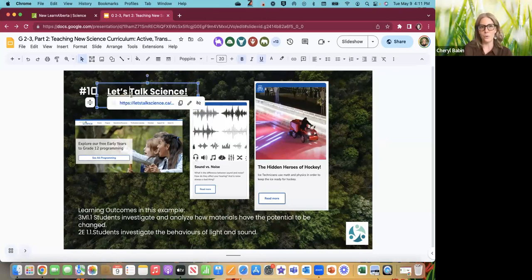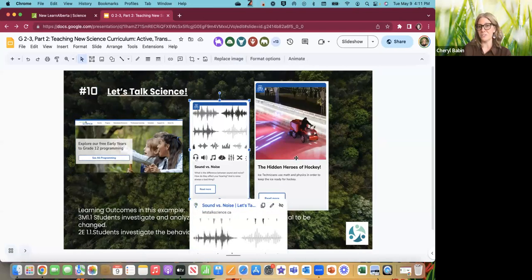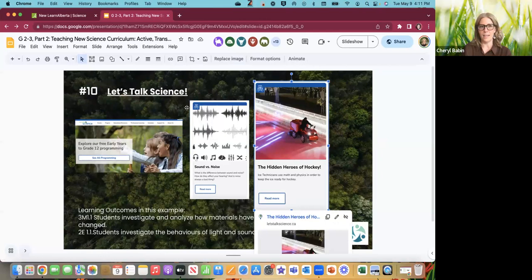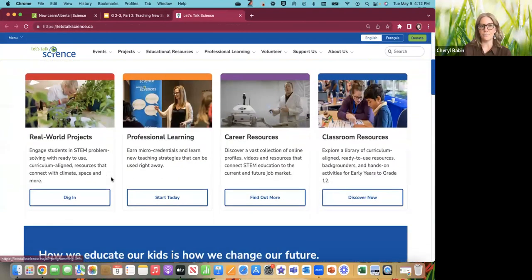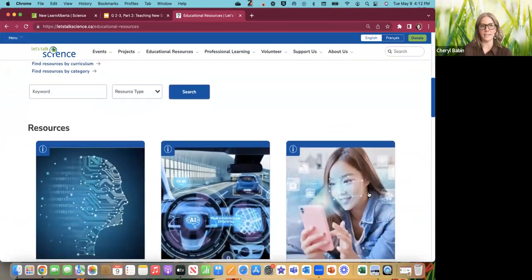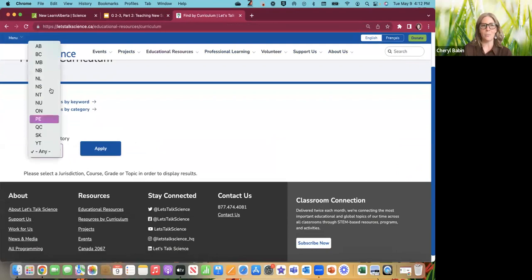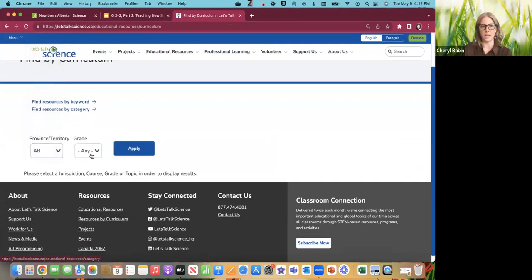And if you'll notice on each of these slides, not only the title, but each image is hyperlinked so that you can bounce directly to the resource. And the Let's Talk Science website is really comprehensive. One thing that I love about it is that you can actually go right in and search for resources based on your grade and what you're looking for. So here, you can see in the top right-hand corner, find resources by curriculum, and we can choose Alberta, and they're all updated for the new science curriculum.